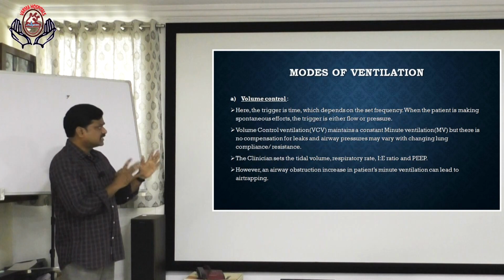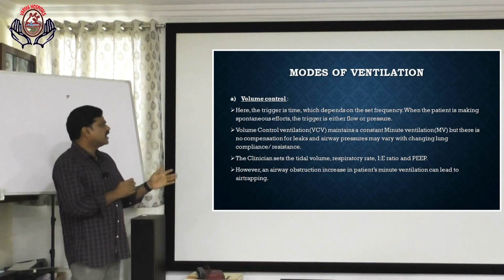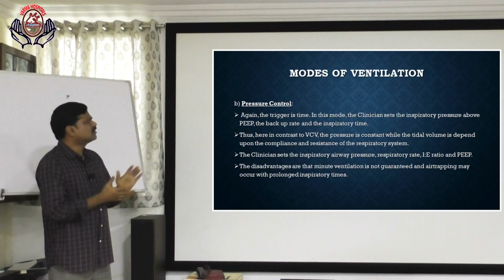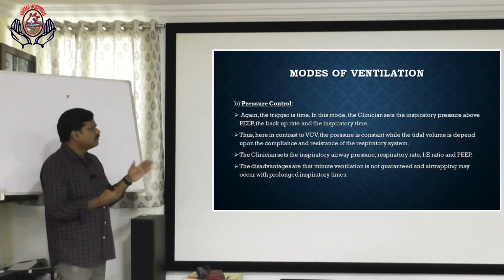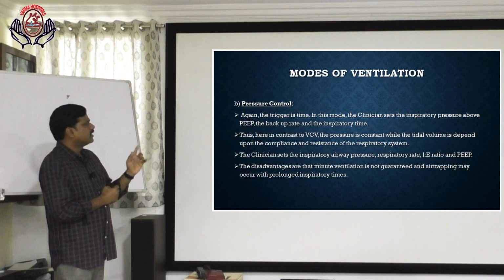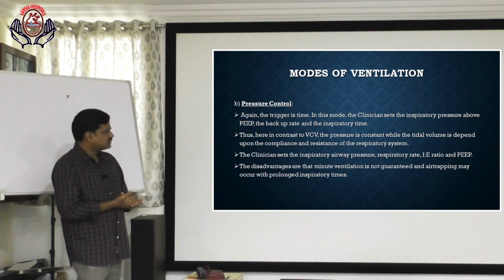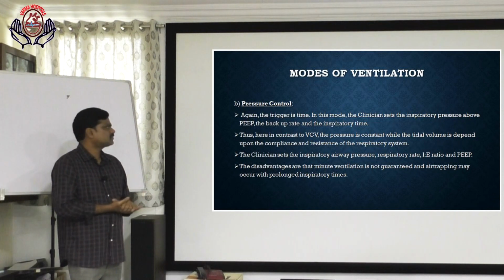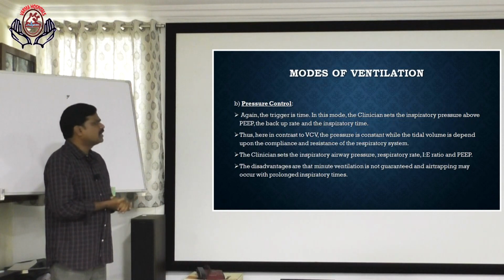The clinician sets the tidal volume, respiratory rate, IE ratio, and PEEP in volume control mode. However, an airway obstruction that increases the patient's minute ventilation can lead to air trapping. In pressure control ventilation, again the trigger is time. In this mode, the clinician sets the inspiratory pressure above the PEEP, the backup rate, and the inspiratory time. Thus, in contrast to VCV, the pressure is constant while the tidal volume depends upon the compliance and resistance of the respiratory system. The clinician sets the inspiratory airway pressure, respiratory rate, IE ratio and PEEP. The disadvantages are that minute ventilation is not guaranteed and air trapping may occur with prolonged inspiratory times.